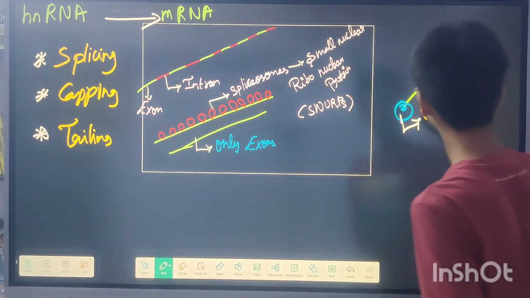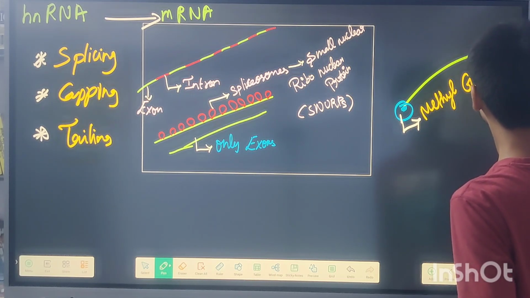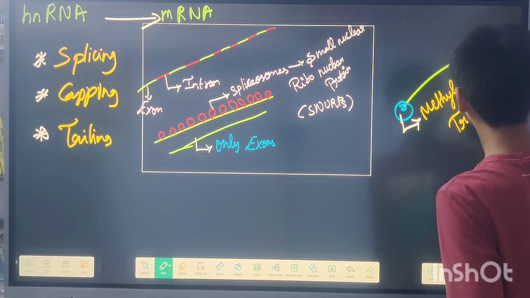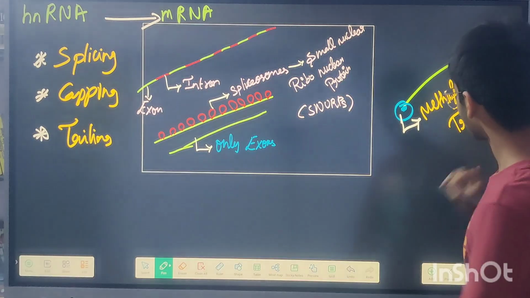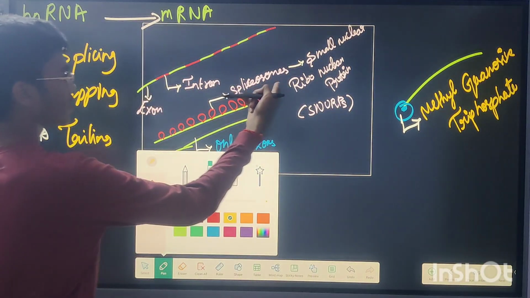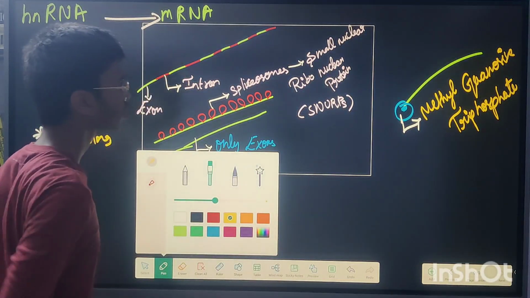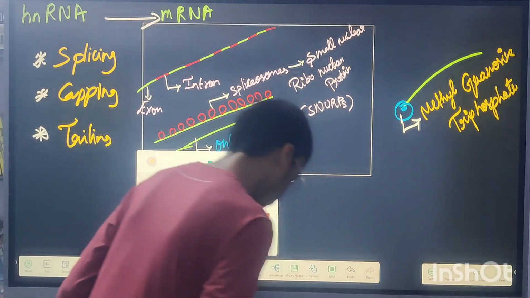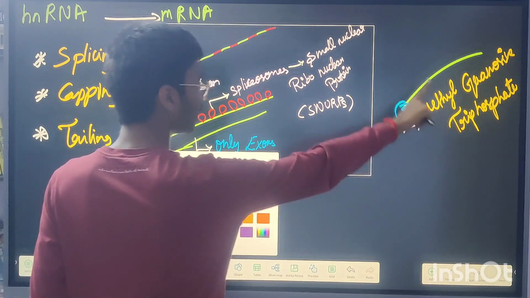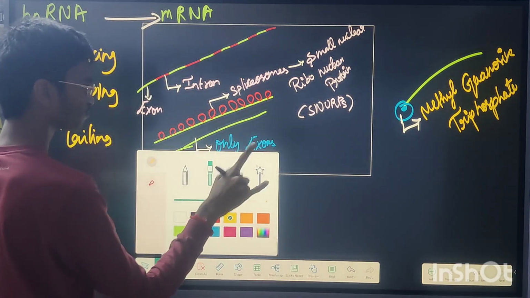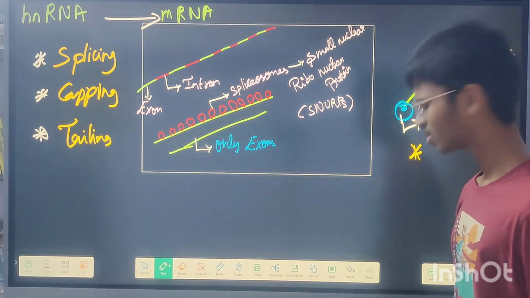So methyl guanosine triphosphate. Here, SNPs are small nuclear ribonucleoproteins, that is what snRNPs mean. Coming to here, methyl guanosine triphosphate is being added by a protein or an enzyme. What is it added by?